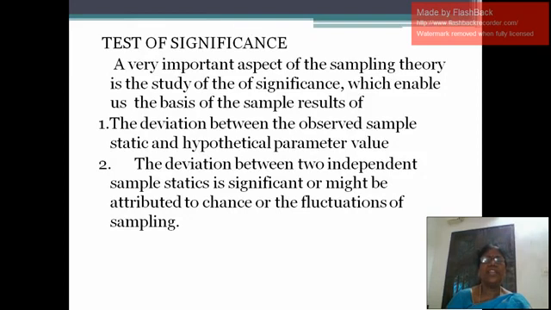So the deviation between the observed sample and the hypothetical parameter means the difference between the observed value, that is using the observed value we will be finding the mean, and we will be assuming some value as the hypothetical parameter. So whether there is any deviation between these two, we are going to test. Similarly, the deviation between two independent sample statistics, whether it is significantly different or not, we will be finding, or might be attributed to chance or fluctuations of the sample.